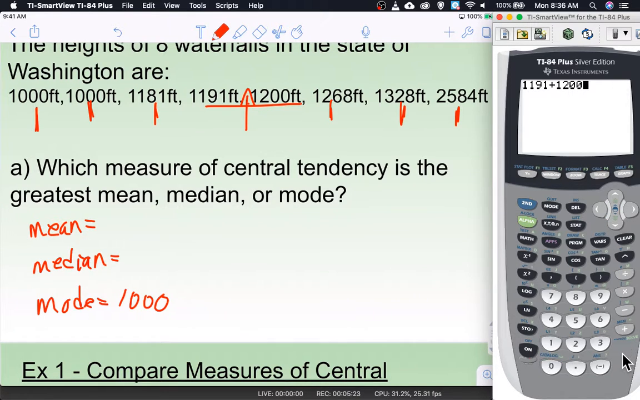So we add them up and divide by 2. So the median is 1,195.5.